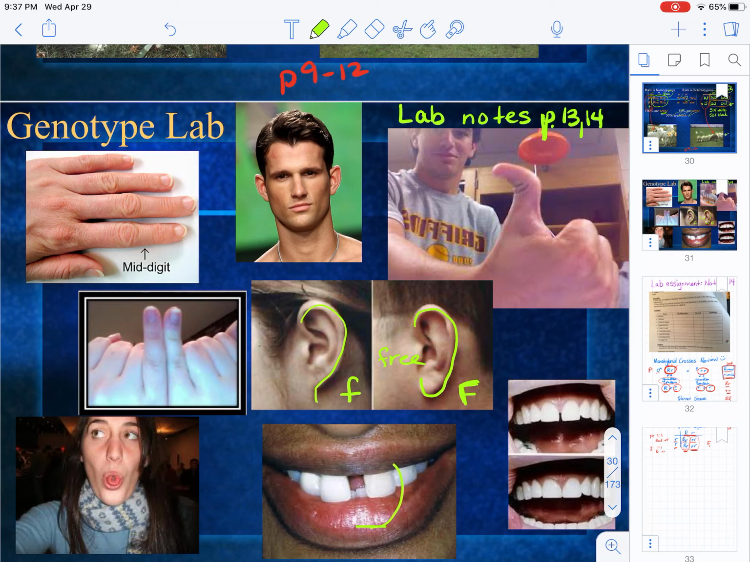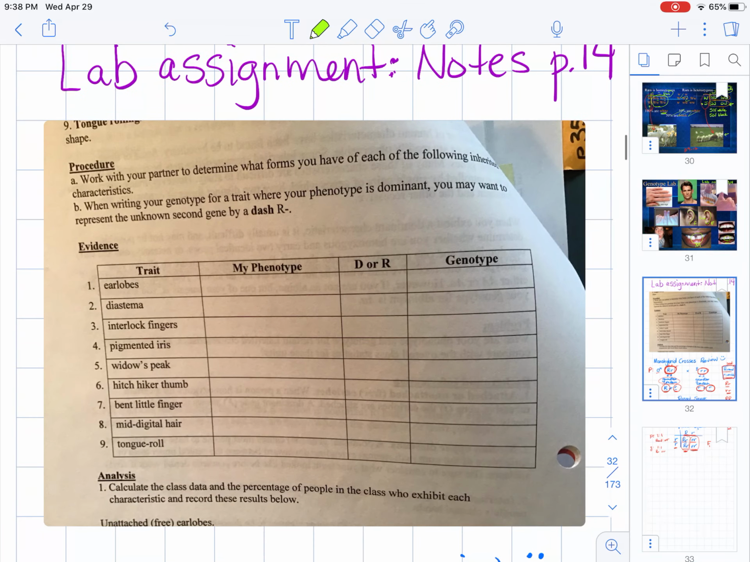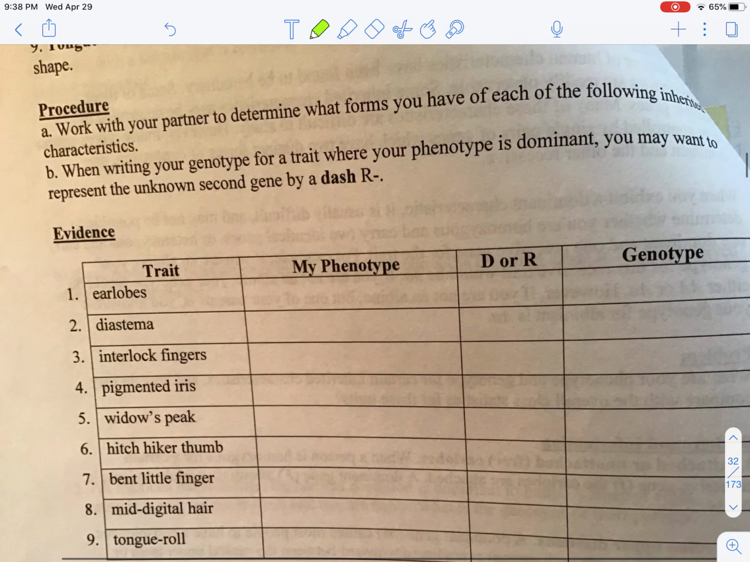I just messed that one up. Okay, let me go back. Just looking at this, they say that the dominant is to have the middle diastema, space between your teeth, even if you got it corrected, but if you did have that, it was dominant, and the recessive is to have no space between your teeth.